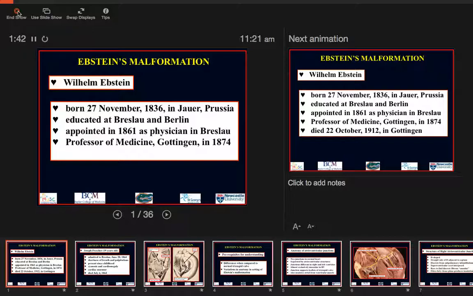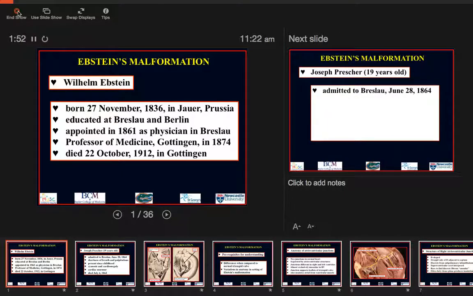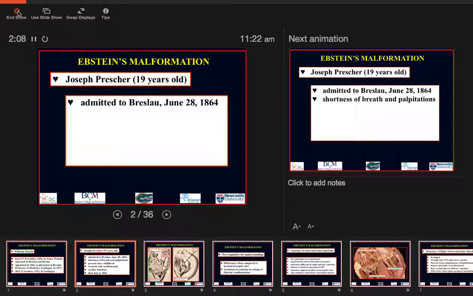And he was appointed as the professor of medicine in Göttingen, which is the major academic center in Germany, and still is. And he was appointed there in 1874. He stayed in Göttingen until he died in 1912. And the reason we now remember Wilhelm Ebstein, in fact, he also published on trench fever, but we don't remember him much for that. We remember him because of this young man.